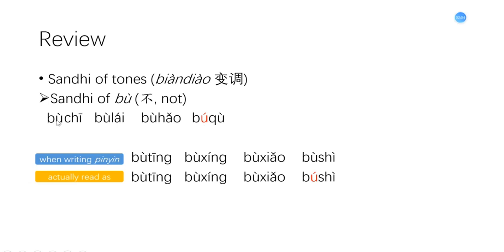Like in these examples: 不吃, 不来, 不好. In these cases, 不 is followed by the first tone, second tone, and third tone syllable respectively, and there's no change in tones. But this one, we pronounce as 不去, because this 不 is followed by another fourth tone syllable, so its tone changes to second tone. Okay, so these are the very important pronunciation points concerning tones we learned in the last class.